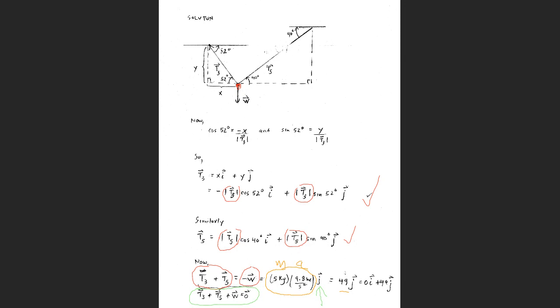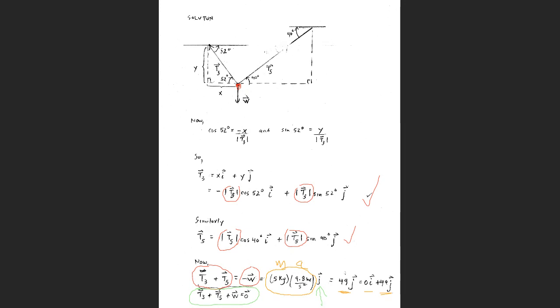Okay, all right. So it turns out then that T3 plus T5 is going to equal 49J, and 49J is equal to 0I plus 49J. And this is going to give us what we need to solve for the magnitude of the T3 tension vector and T5 tension vector.